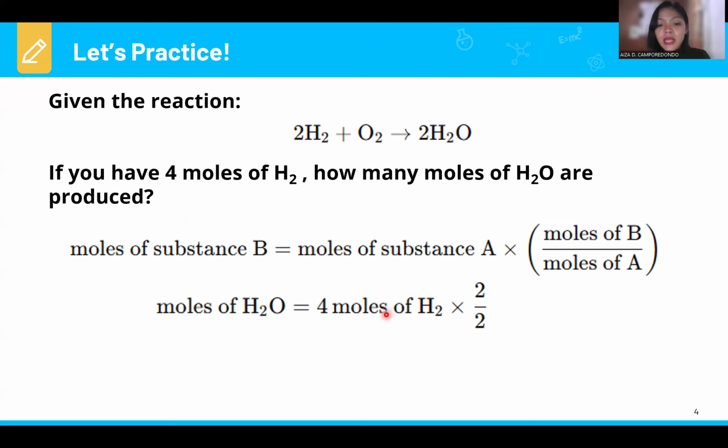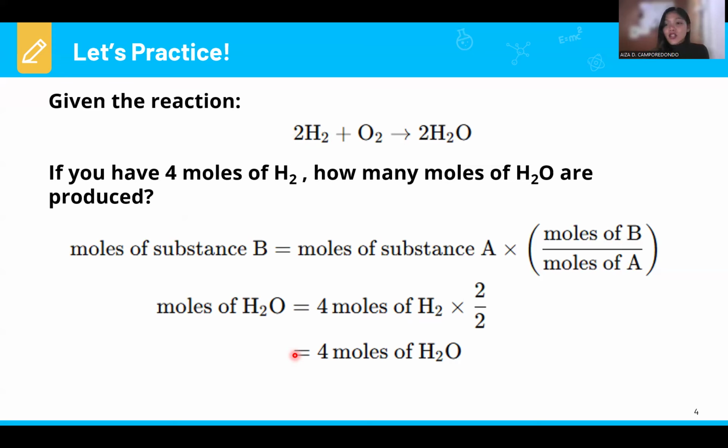And that leaves us with the moles of water. So 4 moles of hydrogen gas multiplied by 2 moles of water is equal to 8. 8 divided by 2 would leave us with 4 moles of water. And that is how we get the moles of water from the 4 moles of hydrogen gas.